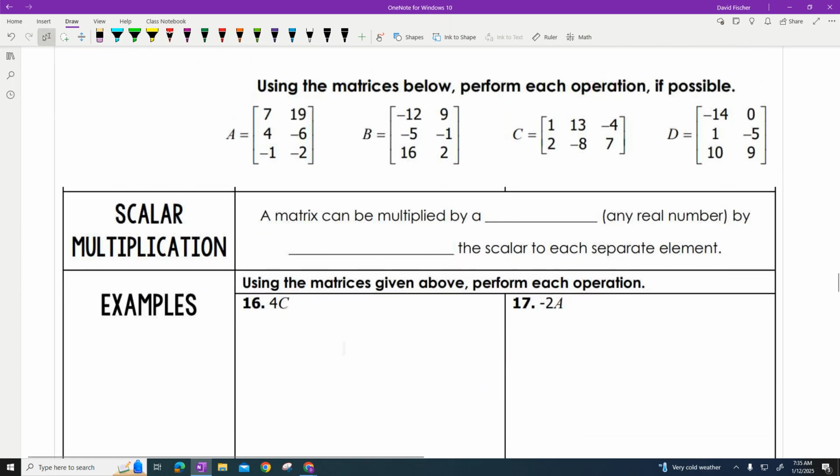Alright, we can also do this thing called scalar multiplication. So a matrix can be multiplied by a scalar. You did this in 8th grade, because I see you guys doing dilations right now in 8th grade, my Success Math kids. And so the number that we're multiplying it by is going to be called a scalar.